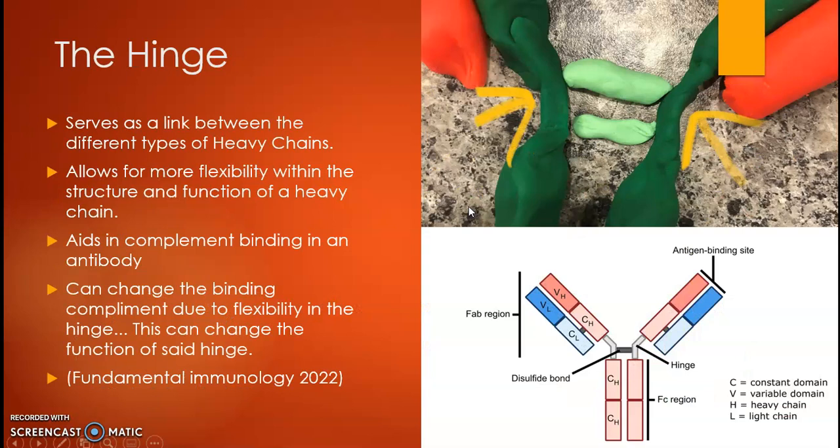The hinge serves as the link between the different types of heavy chains. It allows for more flexibility within the structure and function of a heavy chain and aids in complement binding in an antibody. It can change the binding complement due to the flexibility in the hinge. This can change the function of said hinge. You can see it, the skinny portion right here.